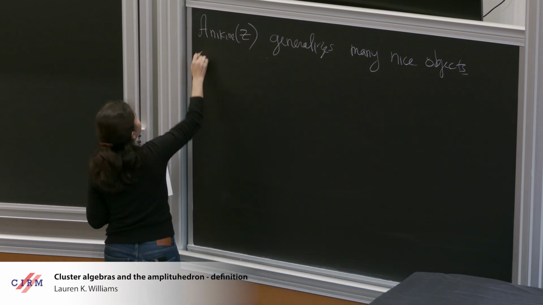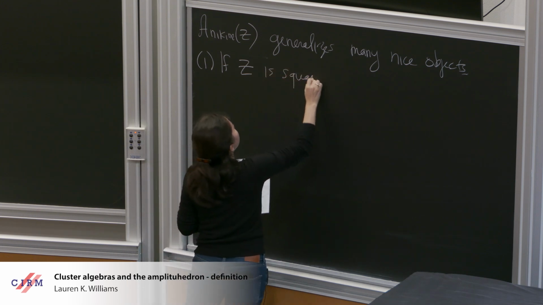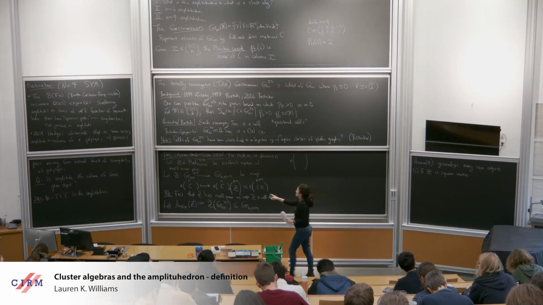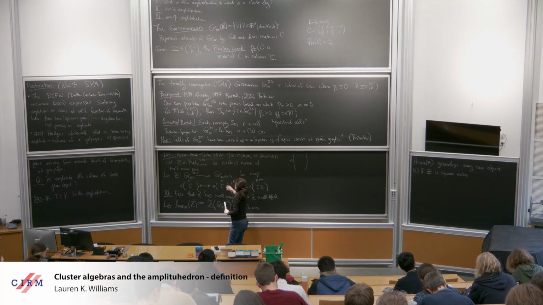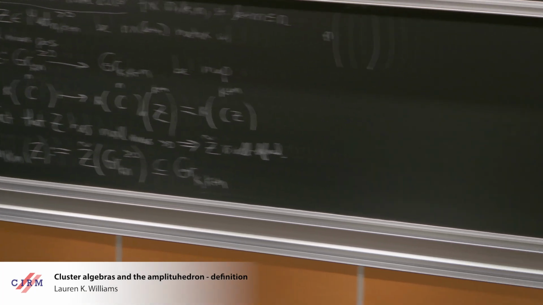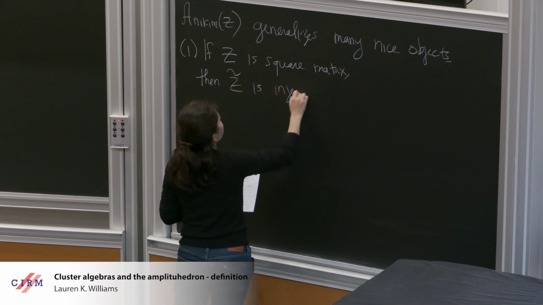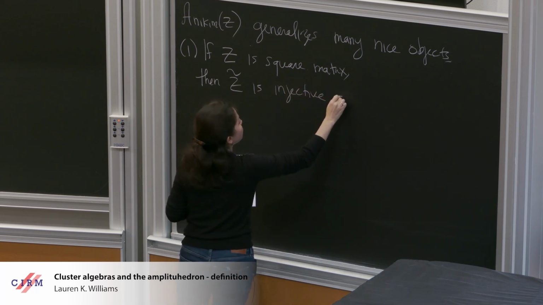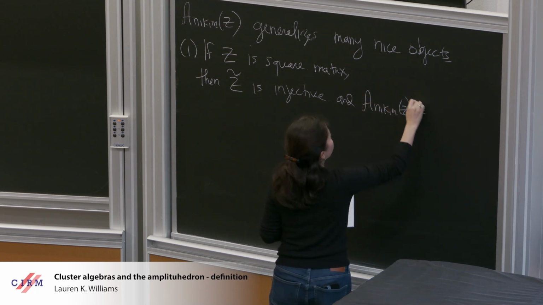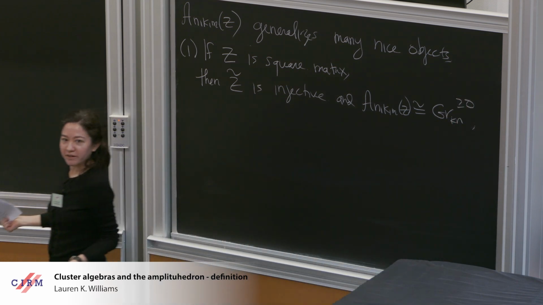So first of all, if Z is a square matrix, then the map Z tilde, which is basically given by matrix multiplication, is an isomorphism. So Z tilde will be injective, and then the amplituhedron just recovers the TNN Grassmannian. Okay, so that's sort of a boring example.